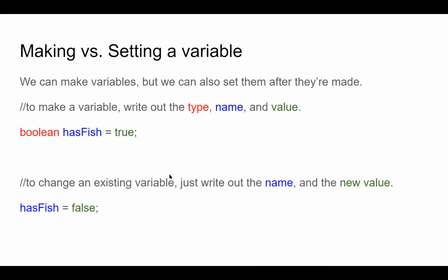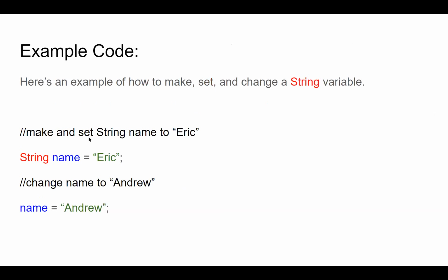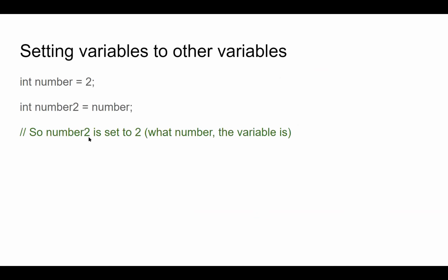So there's a difference between making and setting a variable. To make a variable, you include the initializer, and then to set the variable, you don't include the initializer. And then this is all example code. We already went over this.